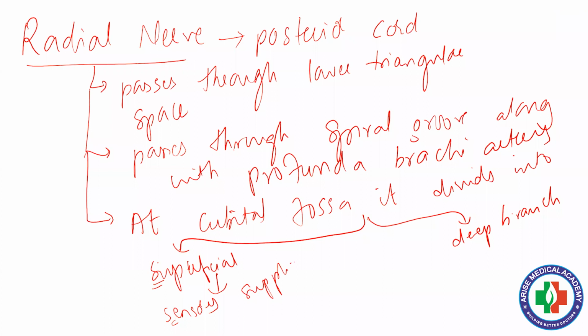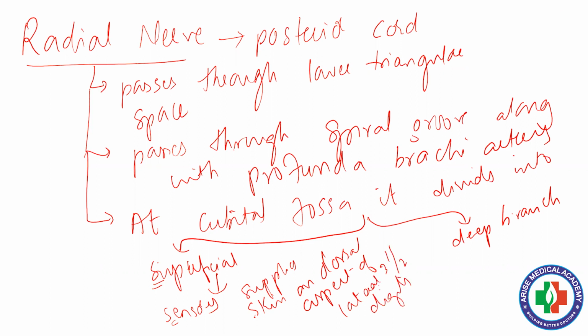It supplies the skin on the dorsal aspect of the lateral 3.5 digits. Now please understand. The superficial branch supplies the dorsal side of the 3.5 digits, this side. So the 3.5 digits are supplied by the radial nerve.